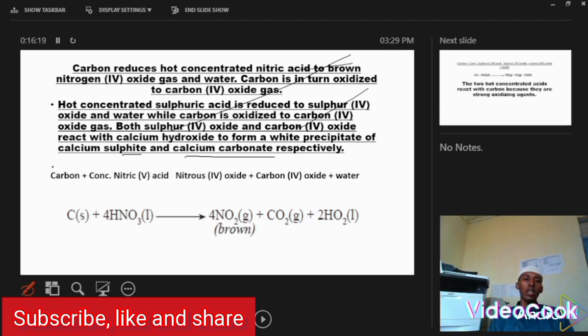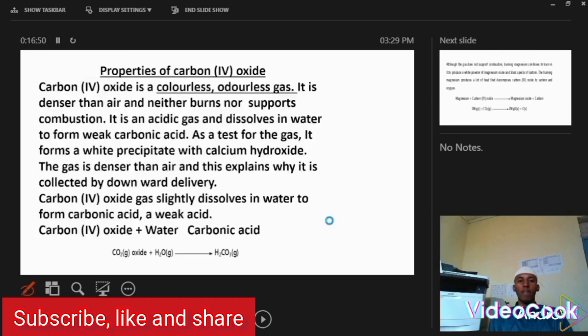And here we have the equation: carbon plus concentrated nitric acid forms nitrogen dioxide gas, plus carbon dioxide gas, plus water. So nitric acid is reduced to form nitrogen dioxide gas, and carbon is oxidized to form carbon dioxide gas. Here we have the equation: carbon plus nitric acid gives nitrogen dioxide gas, the color is brown, carbon dioxide gas and water.